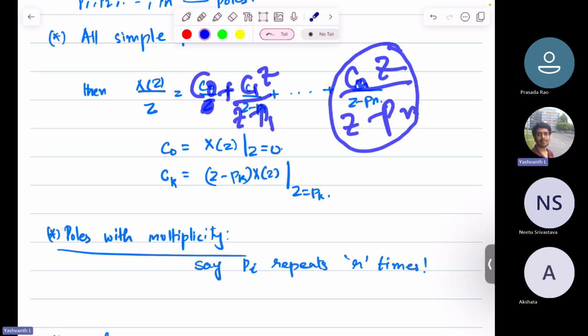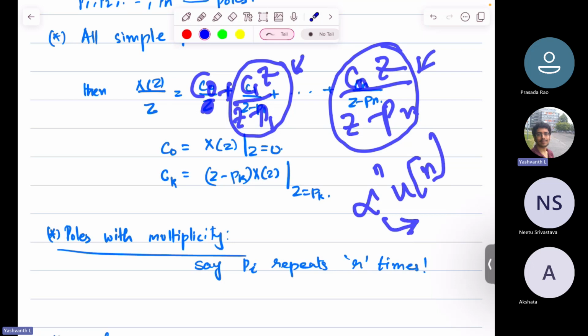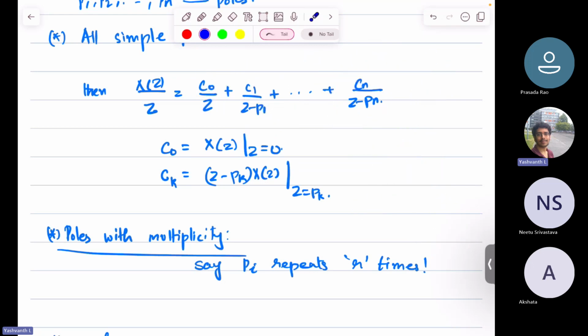So we know the inverse transform of all these terms. Why? If you remember, alpha power n into u of n, which was the first example, had the z transform z by z minus alpha. So you can immediately write down the inverse transform of each of these terms and then just add them up. The first term is just a constant, so that will be delta of n times c naught. That is basically with simple poles.